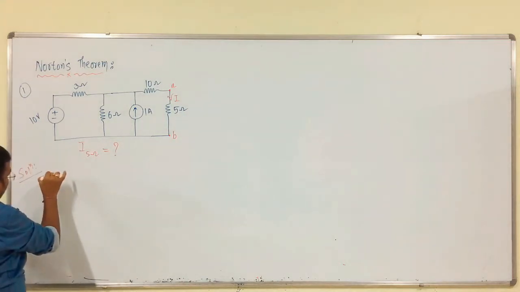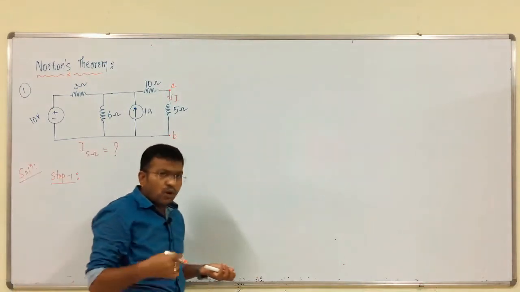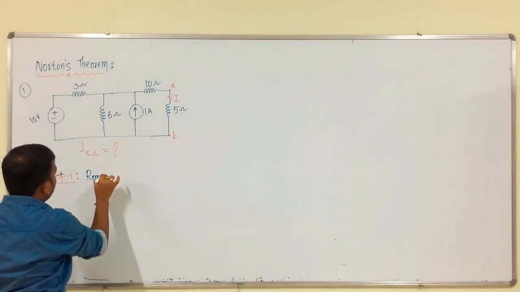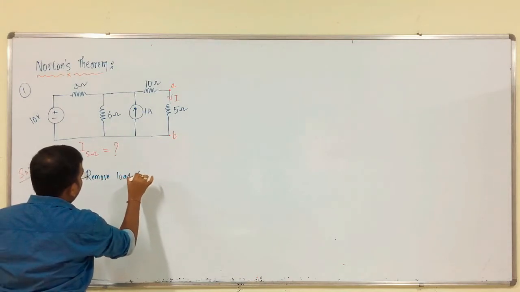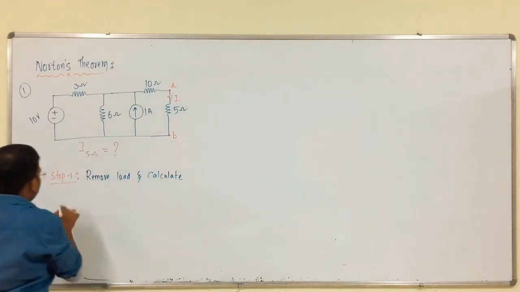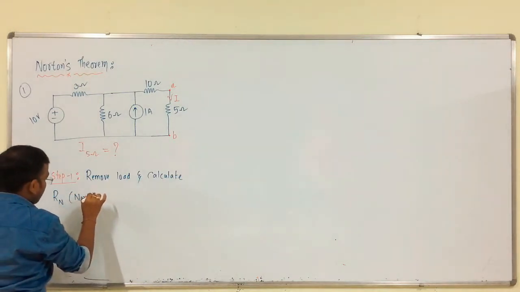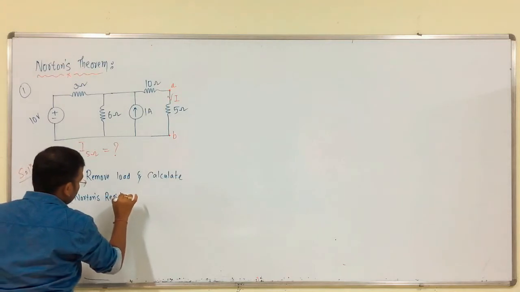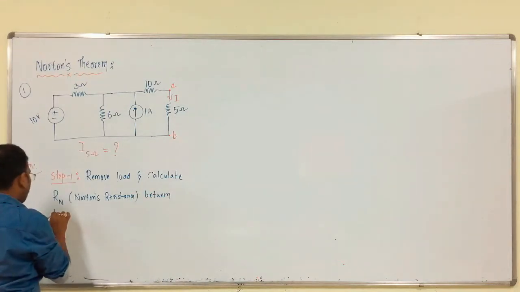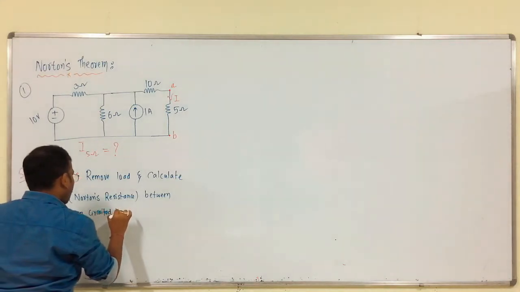So, step 1, to calculate the required branch current or voltage or whatever it may be, we have to follow some steps, that is, remove the load and calculate Rn, that is Norton's resistance between two open circuited load terminals.